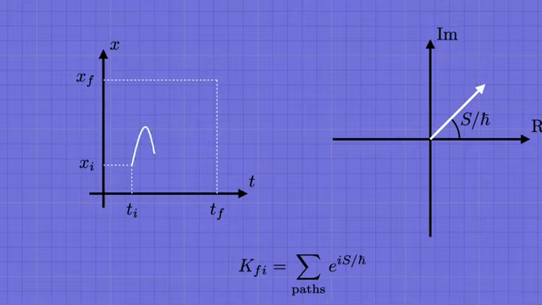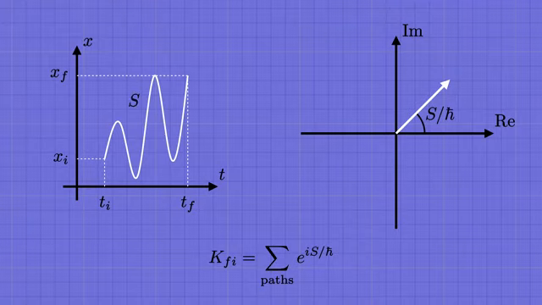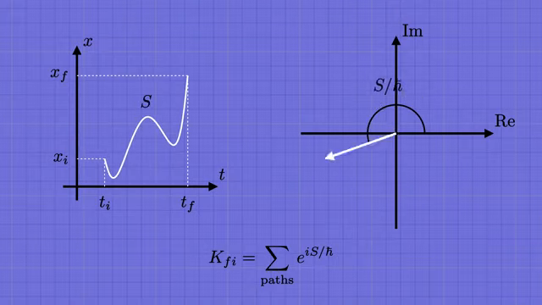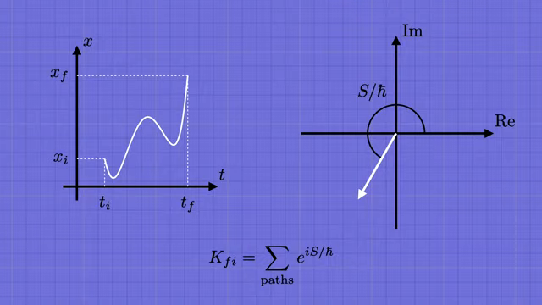So we pick any trajectory connecting the initial point to the final point. We compute the action S for that path, divide by h bar, and then we draw the corresponding arrow at that angle. If we pick a different trajectory, we'll get some other value for the action, and that'll give us another arrow at some other angle. And what we need to do is add all these arrows up.